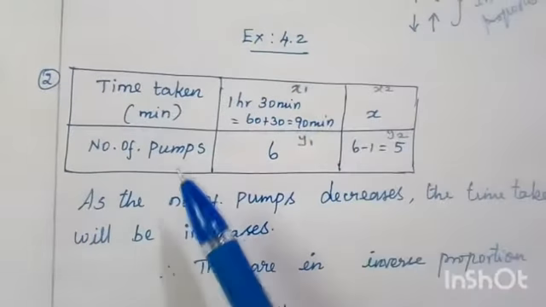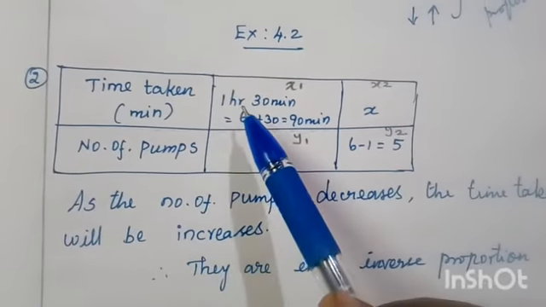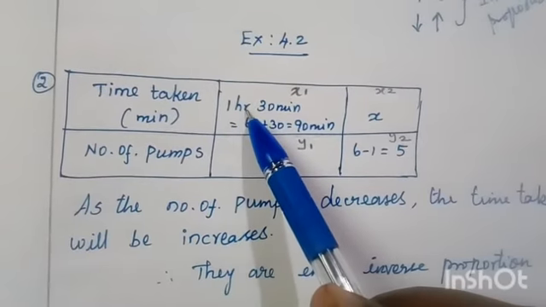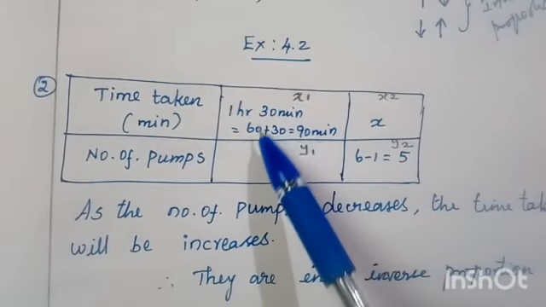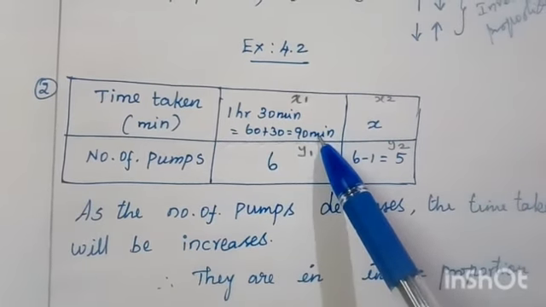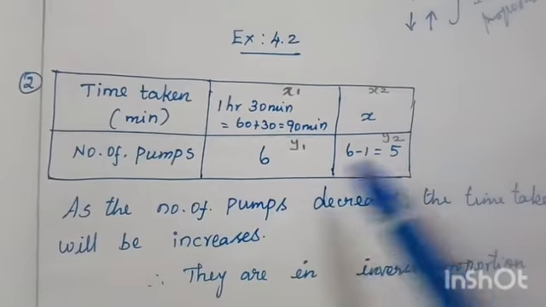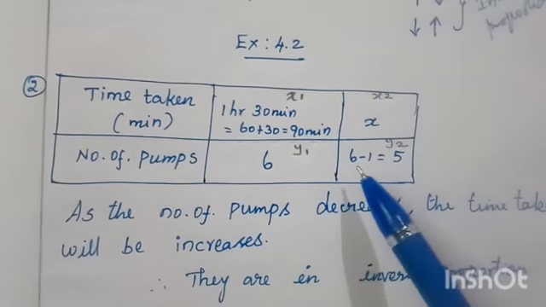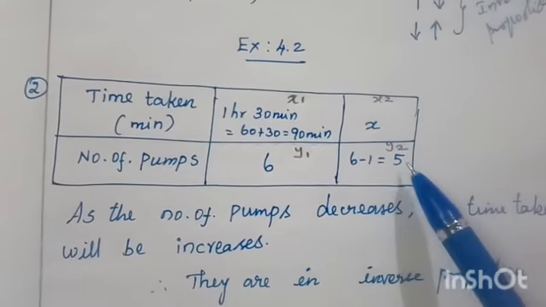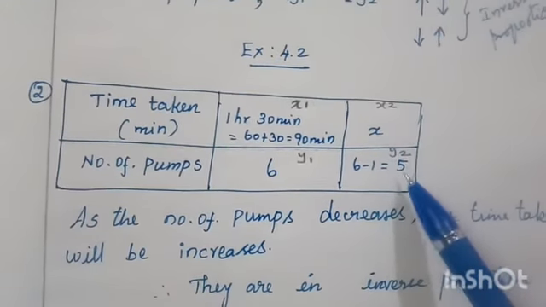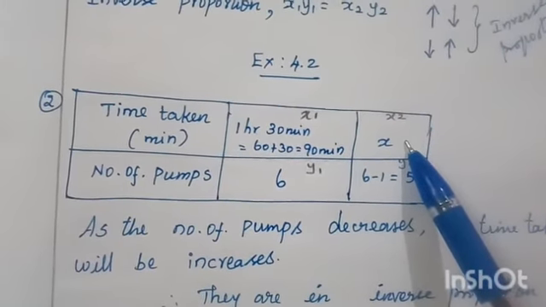Given the problem, you have to rewrite this in a tabular column, with the time taken given in minutes. The time taken is 1 hour 30 minutes. Convert the 1 hour into minutes: 1 hour equals 60 minutes, so 60 plus 30 equals 90 minutes. For 1 hour 30 minutes, 6 pumps are used. One pump is switched off, so we remove that: 6 minus 1 equals 5 pumps. The time taken for 5 pumps we want to find, and that unknown time taken we consider as the variable x.